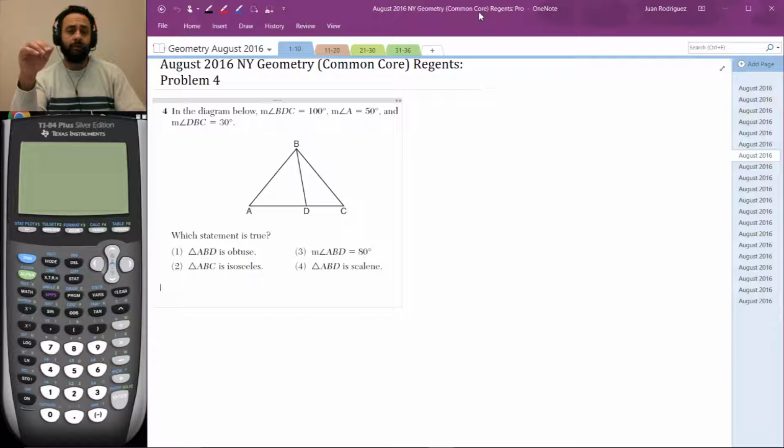So here's the problem. In the diagram below, the measure of angle BDC is 100 degrees, the measure of angle A is 50, and the measure of angle DBC is 30. Which statement is true? I cursorily look at it and I see an obtuse triangle, an isosceles triangle, another isosceles triangle, and ABD equal 80.